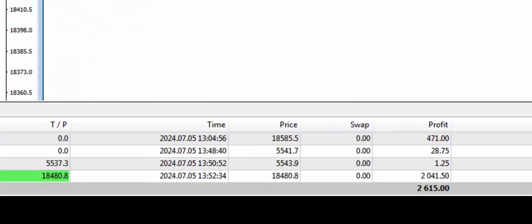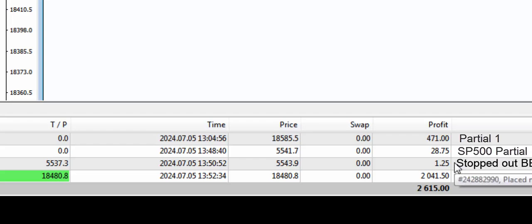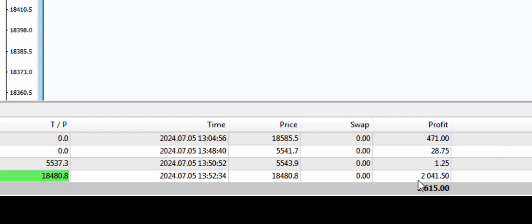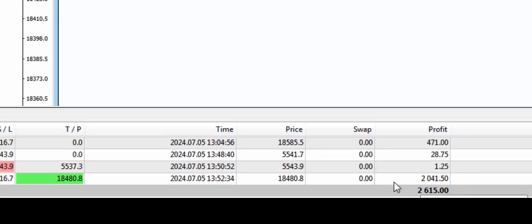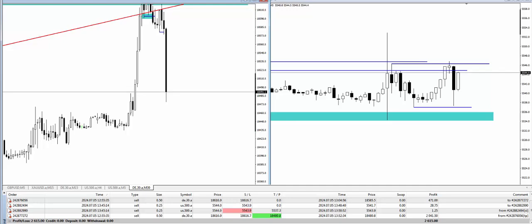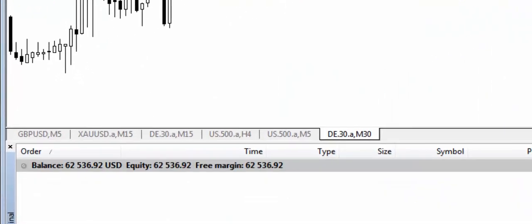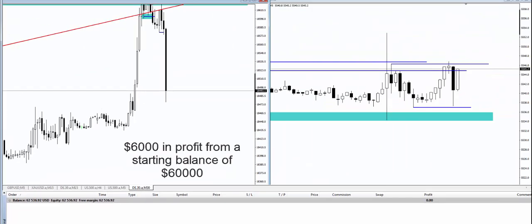The first one where I took partial profit. Also took a trade on the S&P 500, took some profit out of it, put the stop to break even, and then got stopped out for 125. So the winner of the day is the DAX trade at 2041.50, and that's propelled the account up to now 62,500. So I've got to hit a target of 6,000 on the account, and then I will qualify for the second stage of my prop account.